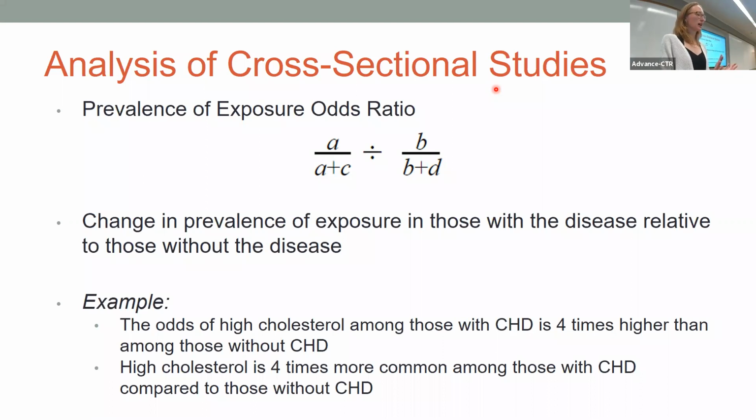So again, if I was doing that CHD and high cholesterol study, and I plugged in my four different numbers here, and I got an answer of 4. My odds ratio is equal to 4. I can interpret this as the odds of having high cholesterol among those who have CHD is 4 times higher than among those without. Or similarly, high cholesterol is 4 times more common, 4 times more likely among those who have CHD compared to those who do not. So we're starting to see some sort of relationship between cholesterol and CHD. If you have high cholesterol, it's more likely that you have CHD.